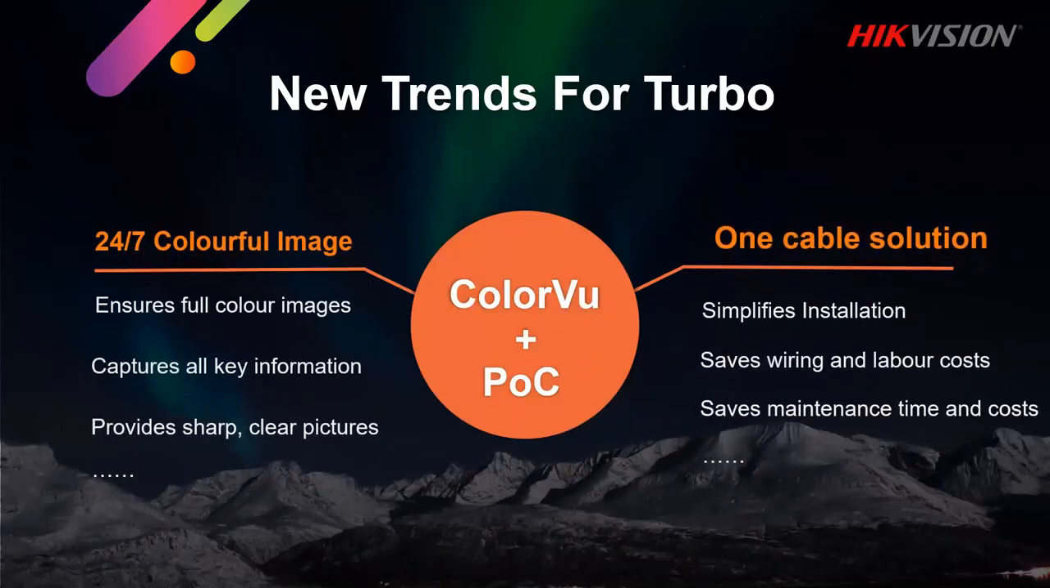So the benefits of Turbo ColorVu PoC are colorful images, as I said, 24/7, and a one cable solution for existing installations. So those of you who used our PoC, the first version of PoC, you might remember it was a separate PoC unit. So what you had to do, you had to BNC out of your DVR, then BNC into the input of the PoC separate unit, then BNC out of the output of the PoC unit, and then BNC into the camera itself. So you're making 4 BNCs basically per camera.